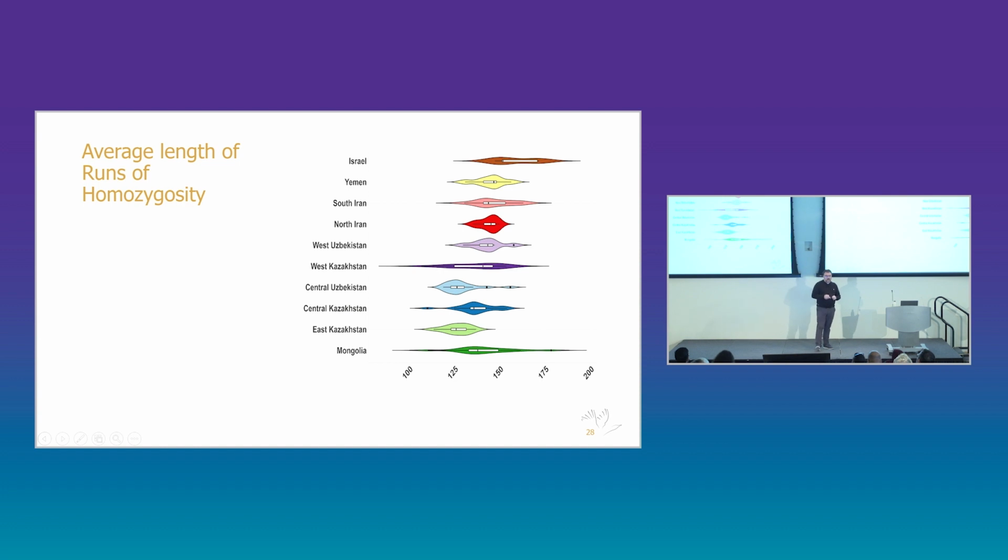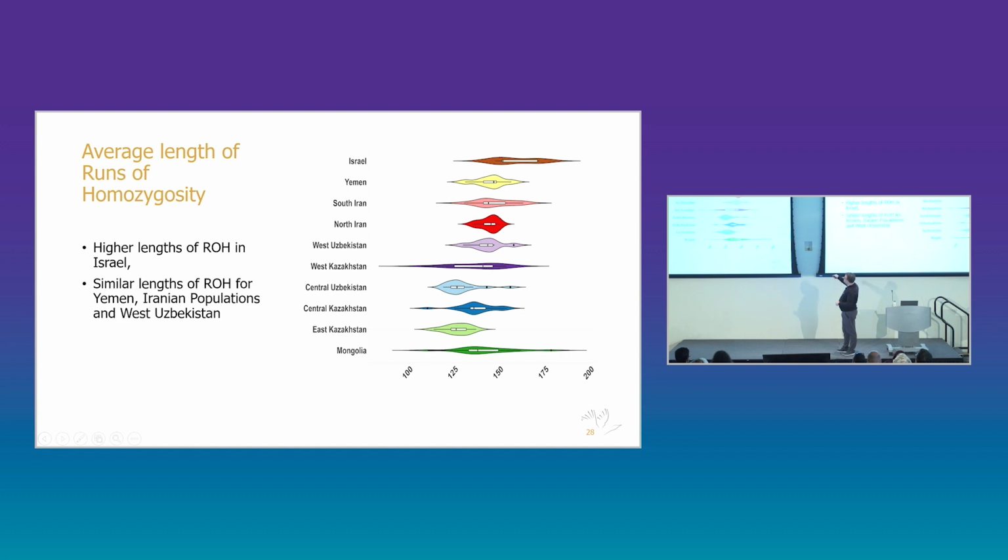And there, if we look at the length of those runs, not only the numbers, but how big they are, you can see that Israel has the highest length in runs of homozygosity. Then we have a group which is slightly lower, and the core population here is also lower than the rest of the group, translating to a lower inbreeding level.